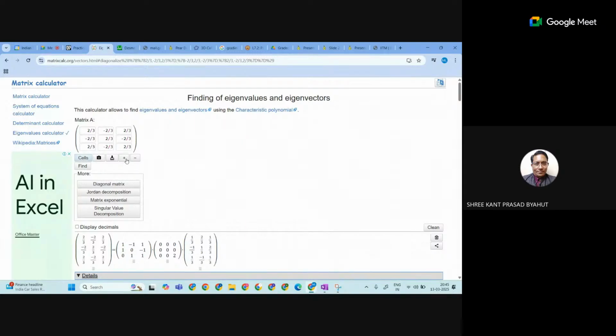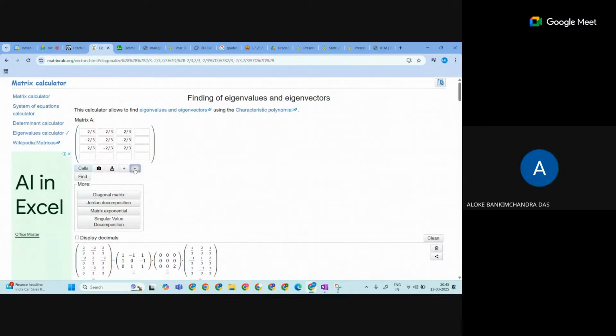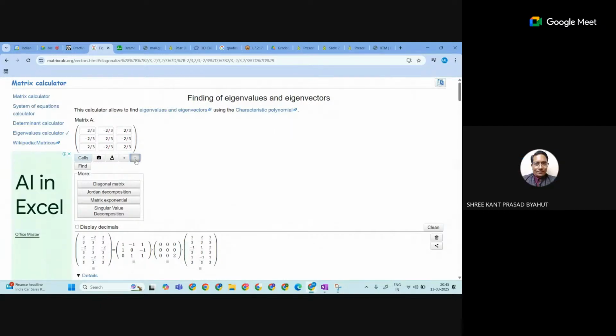No, in the second case, x1 minus x2 will be 0. No. So x1 plus x2 will be 0. Second case, 1, 1, minus 1, is 0. So minus x1 minus x2 is 0, which is as good as x1 plus x2 is 0. So the vector is 1 by root 2 times 1, minus 1. So in both cases, the eigenvectors are the same.